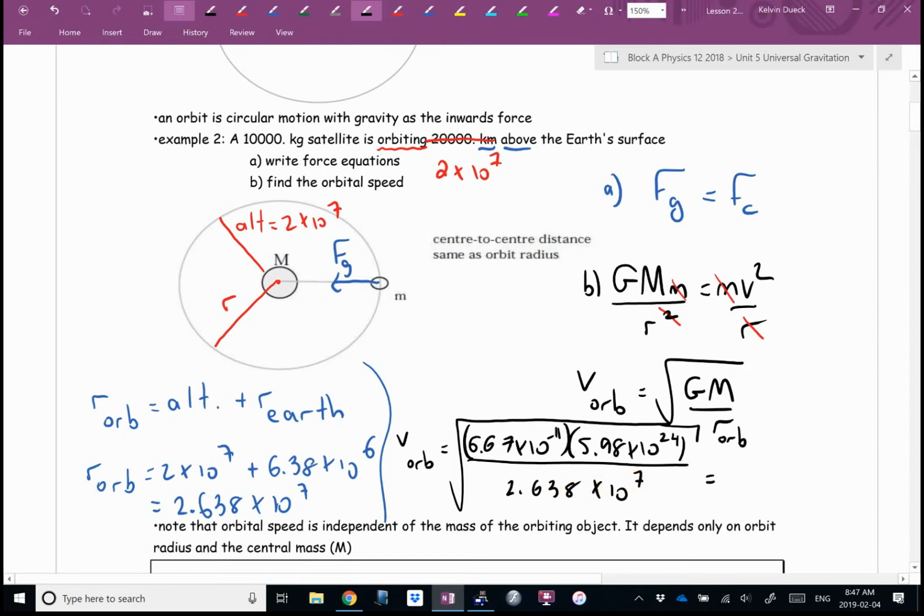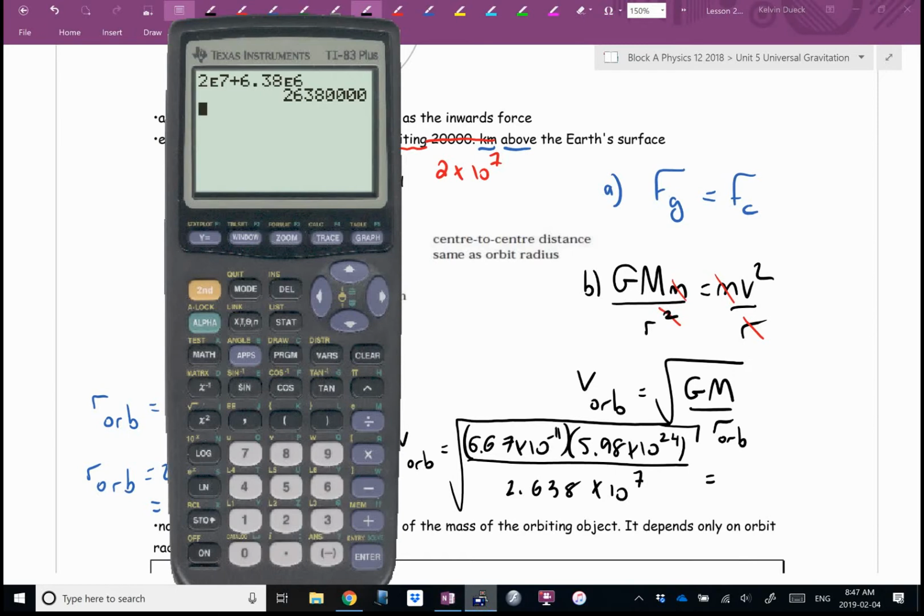What's our orbital speed? All of you need to practice typing these in because we're going to be getting into some pretty heavy-duty, ugly calculations. So you want to figure out how your calculator does this. On mine, it's going to be 6.67 times 10 to the negative 11 times 5.98, scientific notation button 24, divided by, I can go answer button because I have that stored there, and then I go square root answer button.